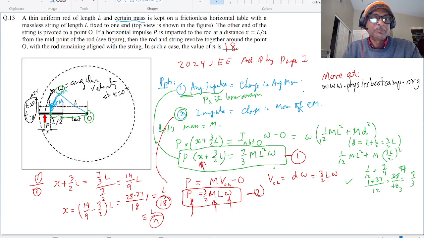Yeah, this was a good problem. It uses a good understanding of these principles. Okay, so this problem is done, and I'll be doing more problems later.